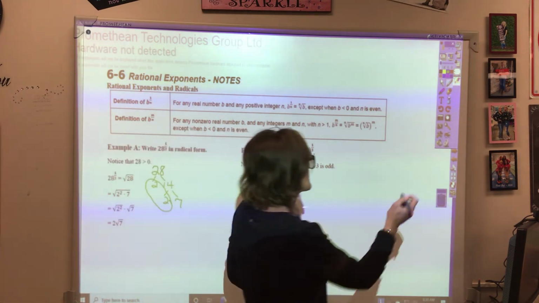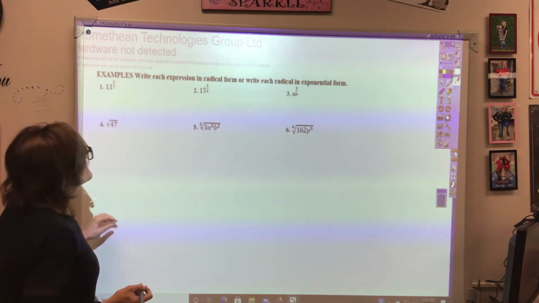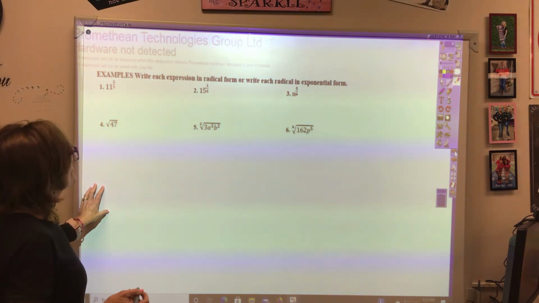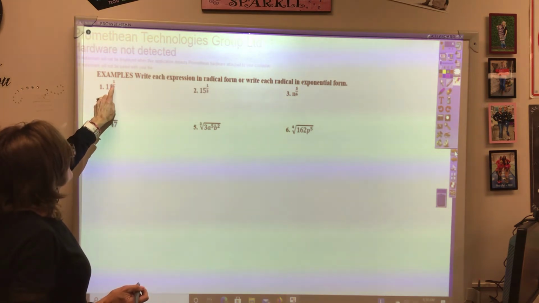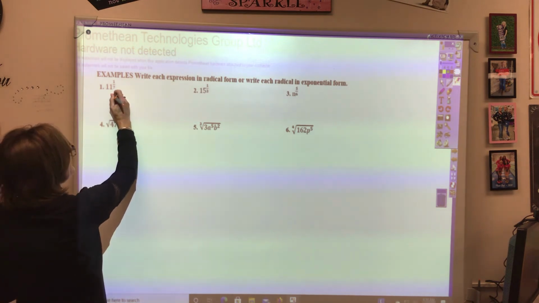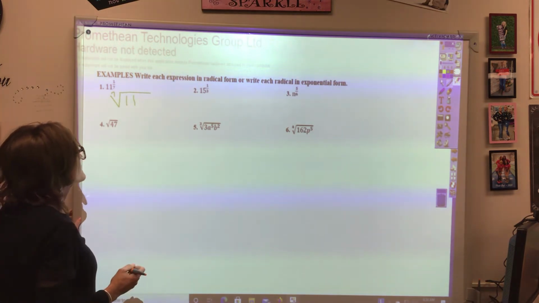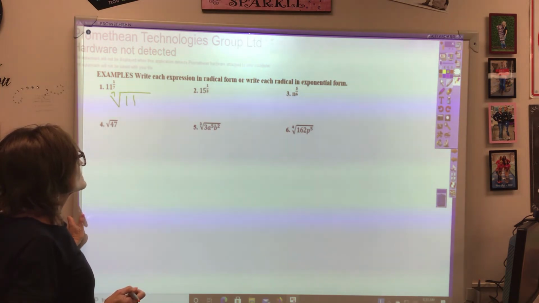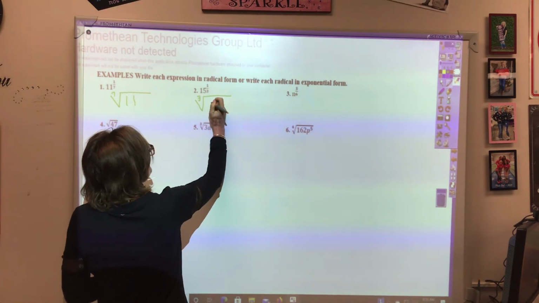So let's try a few together. On these examples, we are going to write each expression in radical form or write each radical in exponential form. To write it in radical form, notice this is a 1, so we just take the 7th root of 11. We're not doing any kind of simplifying other than rewriting these. On the second one, we've got 15 raised to the 1/3 power, so we're going to take the third root of 15.